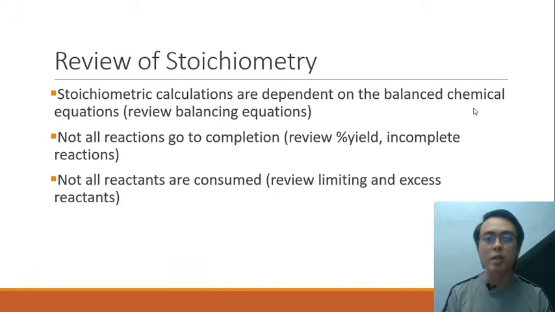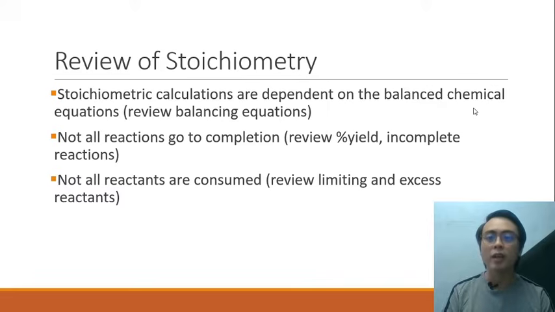That's because stoichiometric calculations are dependent on the balanced chemical equations. You have to review how to balance equations, and you also have to review how to spot an unbalanced equation, because in our lesson, if you did not balance your chemical equation before proceeding with the calculations, then you are already incorrect.